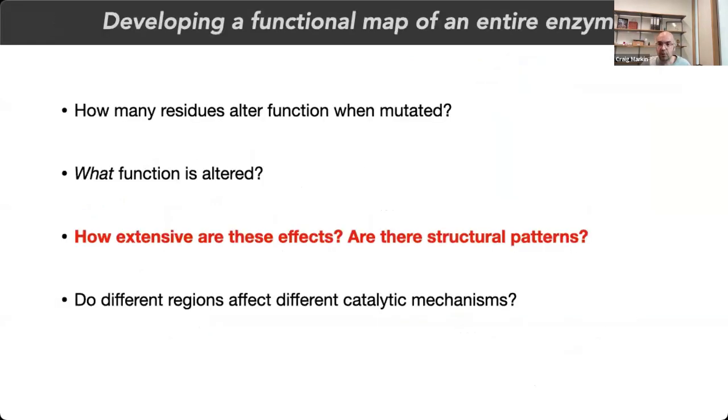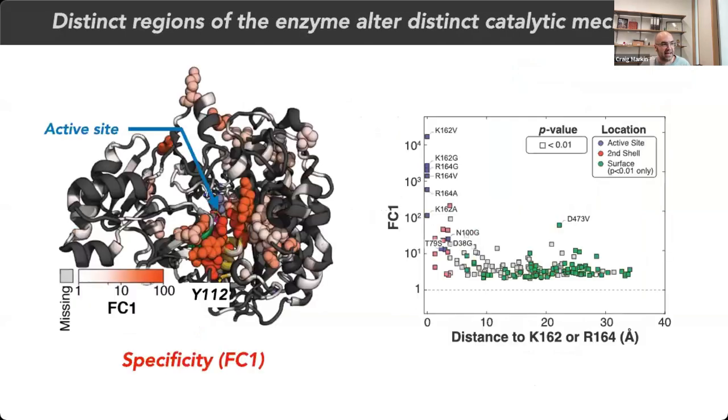Now, we didn't just do this for Y112, we did it for all of the mutations we made, and we could ask how extensive are these functional effects connecting to these two active site residues. And so what we saw were these specificity effects kind of all over the entire enzyme. So just to orient you, K162 and R164 are here. Then Y112 is here, right next to R164, but we can see that around these residues, there's this density of functionally coupled residues with similar effects.